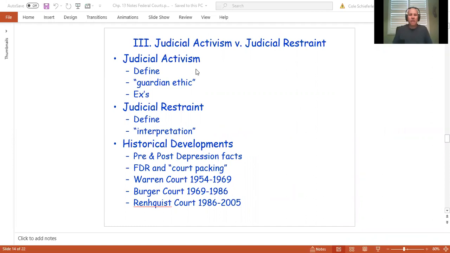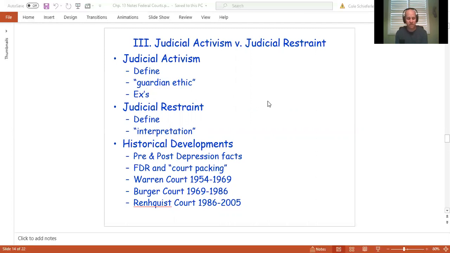Okay. Now, judicial activism. Let's go ahead and define what judicial activism is. Judicial activism says that courts should take an active role in solving America's societal, social, or economic problems. That is, through their decisions, the courts can solve problems in the United States. And a judge that practices judicial activism is said to have the guardian ethic. And you see that right here, because they consider themselves to be the guardians of the people. And they say it's their job, through their interpretation of the Constitution, to solve society's problems. So that would be judicial activism.